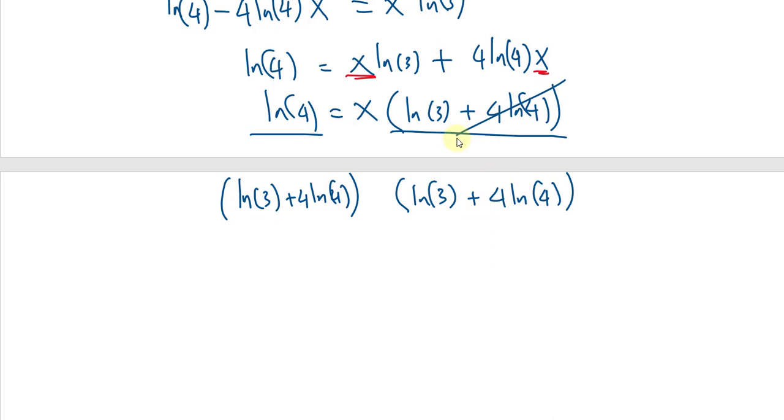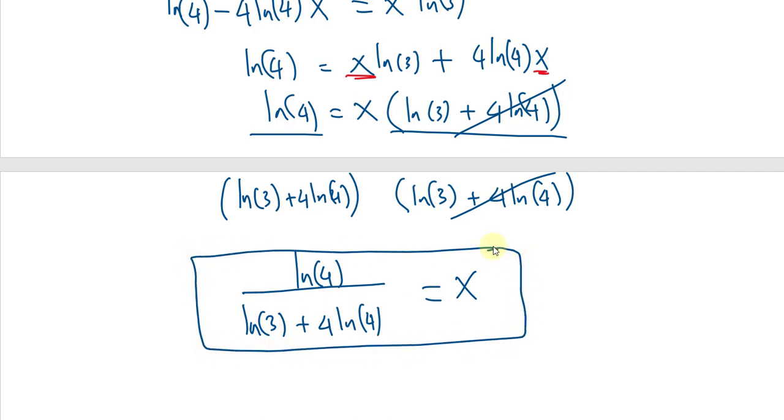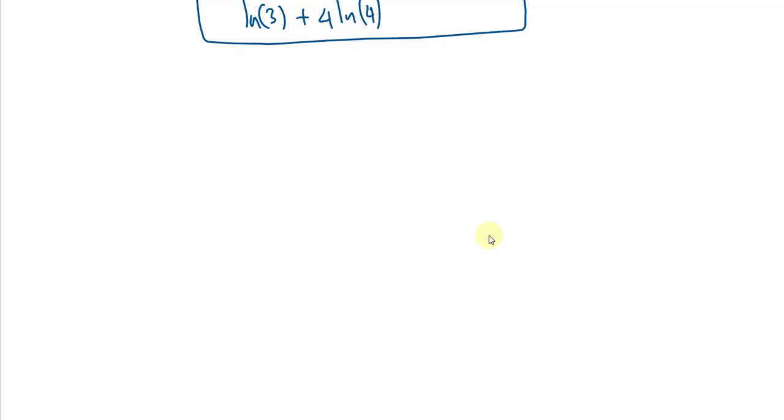Okay, so dividing by that, I get x equal ln 4 over ln 3 plus 4 ln 4. And then you can plug in the calculator to get you the decimal value. Okay, that is how you solve the problems for the exponential equation. The next one, I think number 6. Again, solving. This is the log equation.